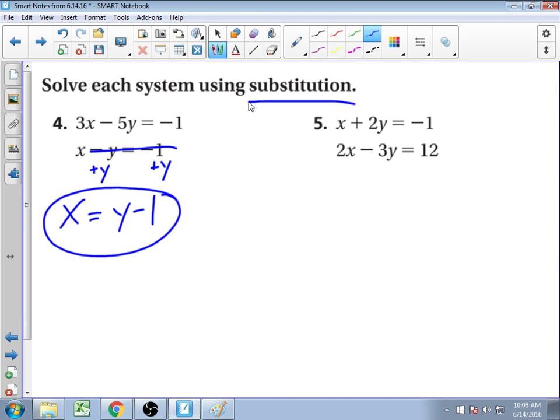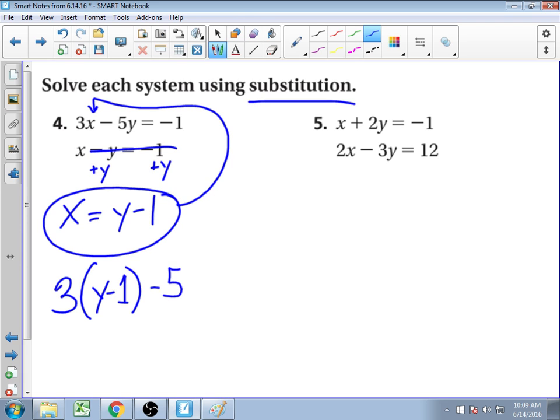I take this and I plug it into the other equation. So what we now say is 3, well, not x anymore. Everywhere I see x, it's now y minus 1, because I know what x is, in quotation. I don't really know what it is, but I have an expression to represent it. So then 3(y minus 1) minus 5y equals negative 1.